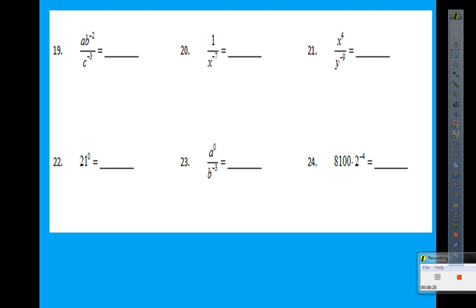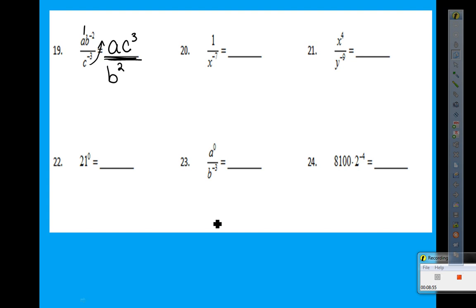Here's my number 19. I'll let this be my fraction bar again. I've got a, b to the negative second, c to the negative third. Well, a has a 1 with it. If there's no exponent, it's a 1. So it's positive, so leave it alone. That b to the negative second, to get rid of that negative exponent, I have to bring that down to the denominator. That c to the negative third, to get rid of that negative exponent, I have to bring it up. So there's my answer. So on negative exponents, just move them opposite wherever they are.